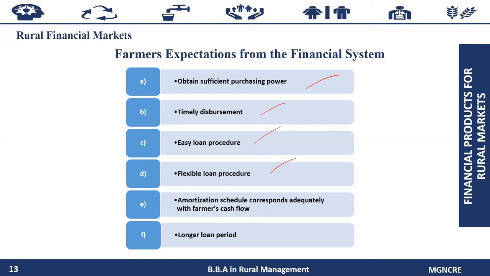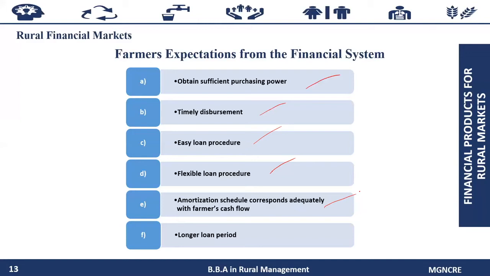Then the amortization schedule should correspond adequately with the farmers' cash flow. What it means is that the payment term and the amount should match the cash flow of the farmers. Then long period loans. So the period should be longer.